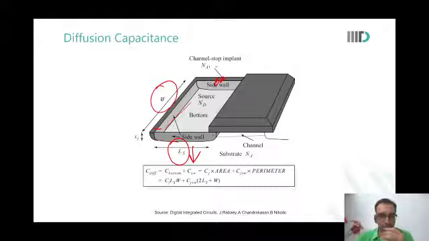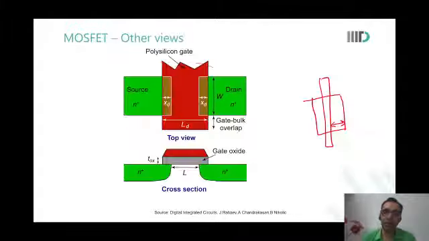Sir, you said that diffusion capacitance is a component of your gate to source or gate to drain capacitance, but in this case, it seems like it's a component of your source to bulk. No, I did not say diffusion capacitance. I said gate capacitance with the diffusion region. What I meant was those extra lines of this was gate capacitance with the diffusion region.